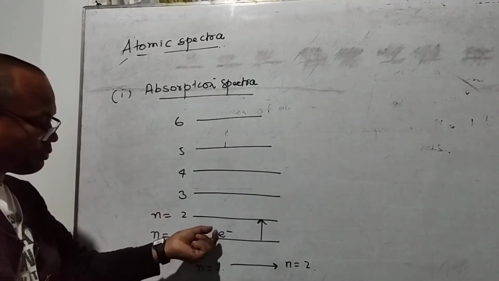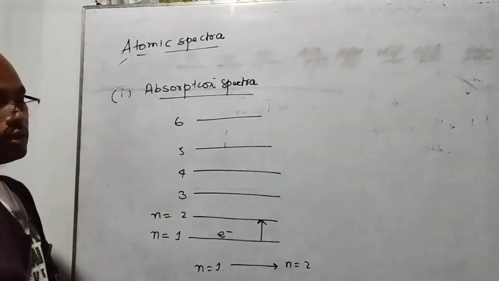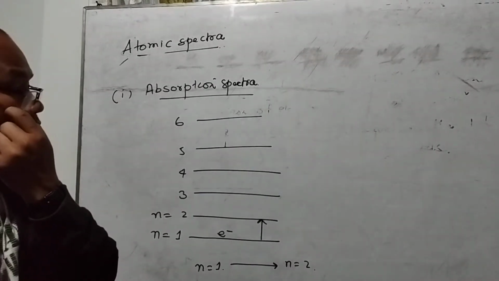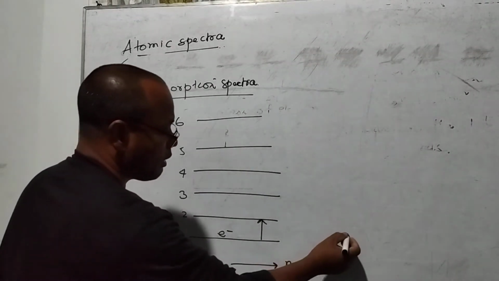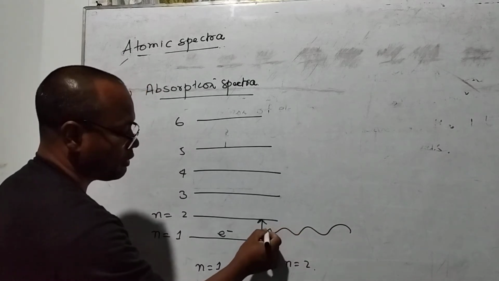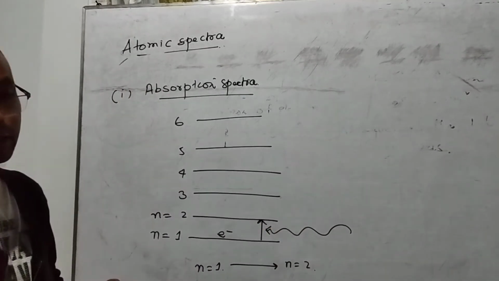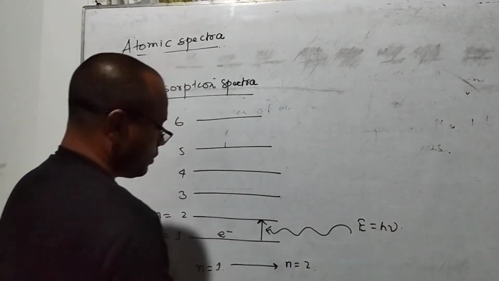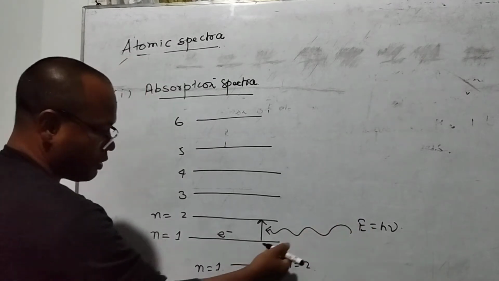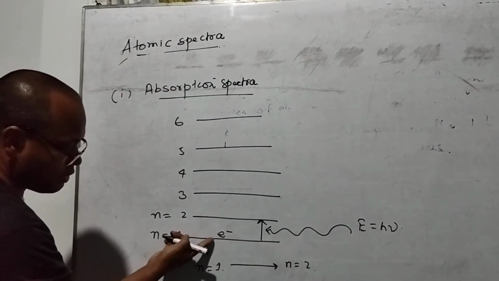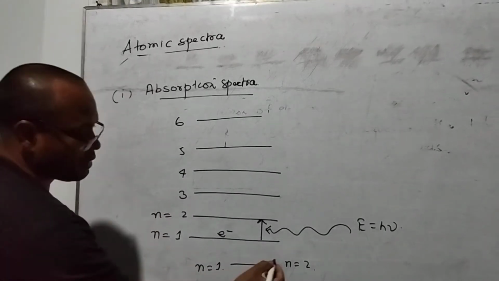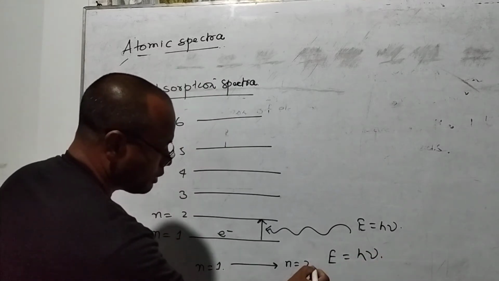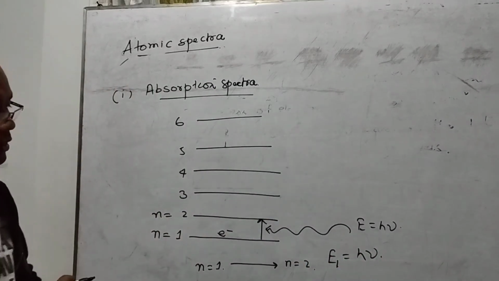When this electron moves from the lower energy level to the higher energy level, some quantity of energy is required. That amount of energy is absorbed from our source of light, in the form of radiation. That energy I write here as Planck energy, h nu. This is the energy absorbed for the excitation of the electron from n is equal to 1 to n is equal to 2. This is the first excitation of the electron.